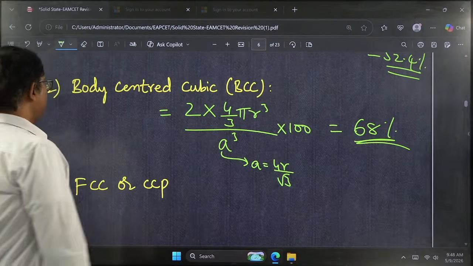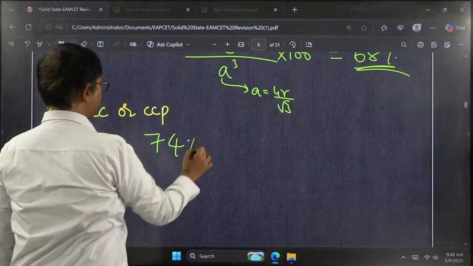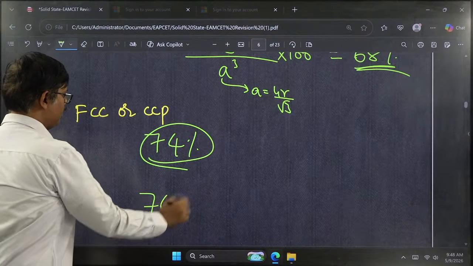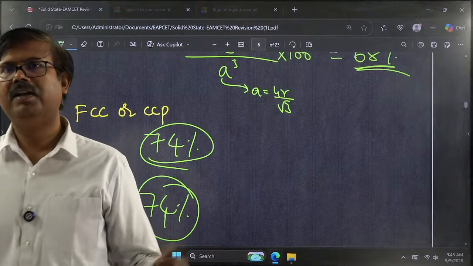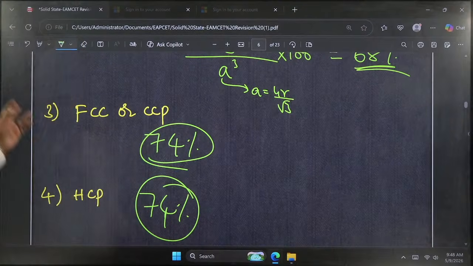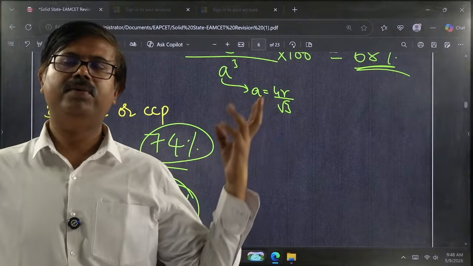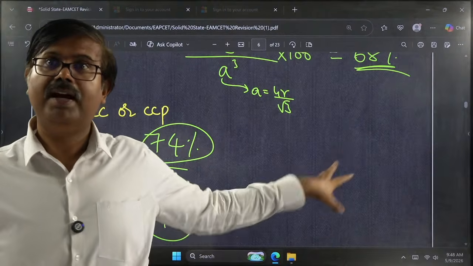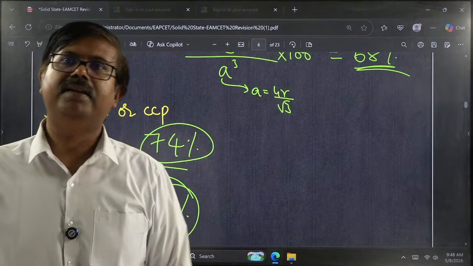Like this, in FCC also, if you do similarly, you will get around 74%. FCC or CCP, 74. In HCP also, it is a little complicated to calculate, but still you will finally get 74% only. So you remember these percentages: simple cubic around 52, body centered 68, and the rest two are high efficiency. Empty space is less here. 74% is the packing efficiency.